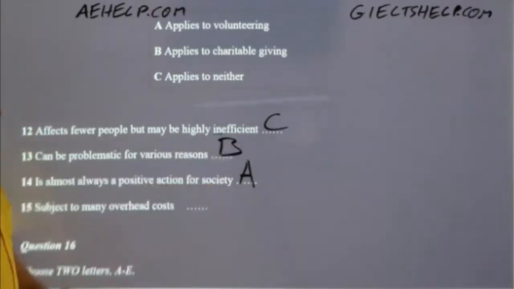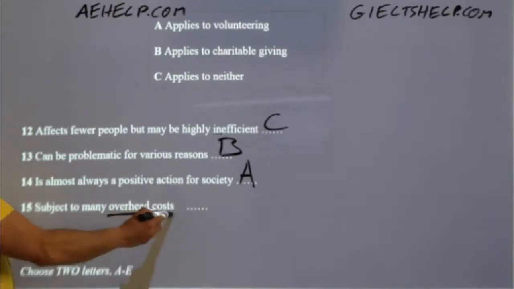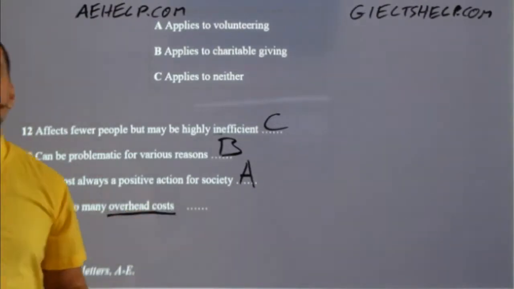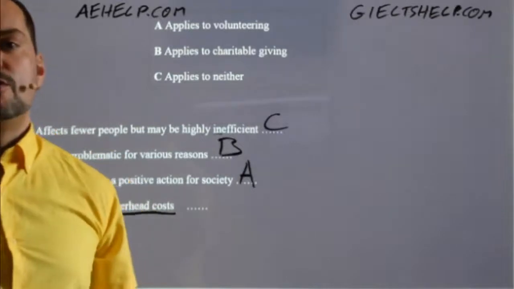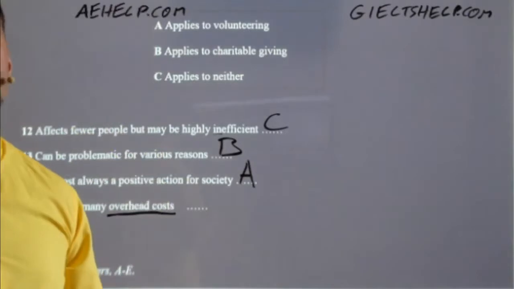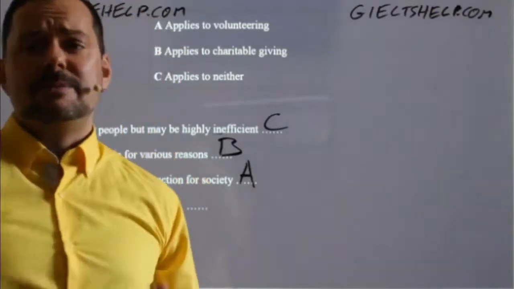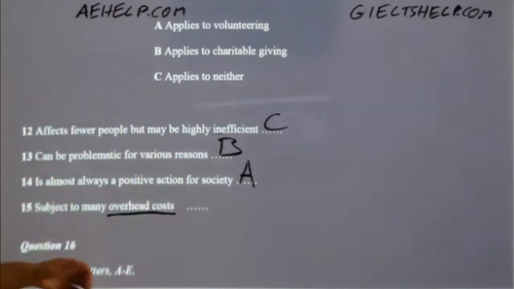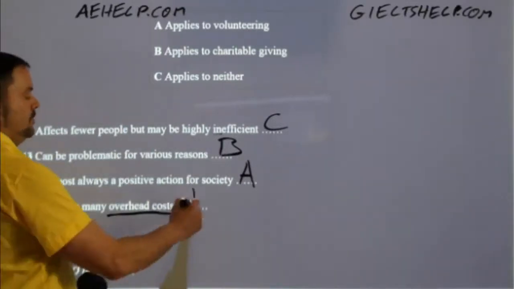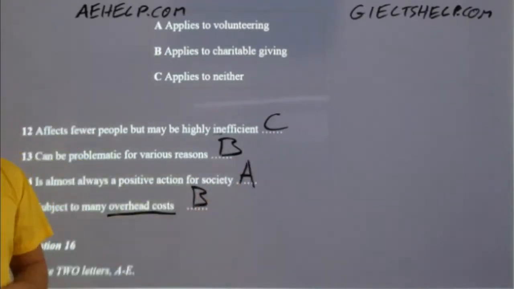So A. Okay, and subject to many overhead costs. Overhead costs are the extra costs. So in a restaurant, your overhead costs include paying for staff, for the ingredients, for renting the location. Okay, in charities, that means paying for advertising, paying for administration. So number 15 is B. So the correct answers here were C, B, A, and B.